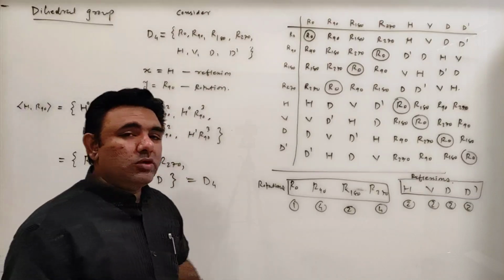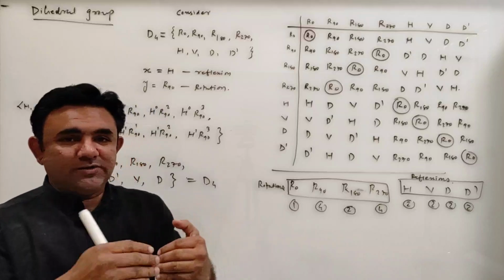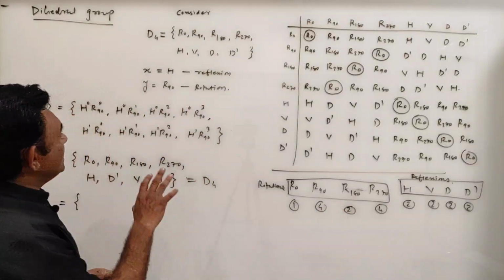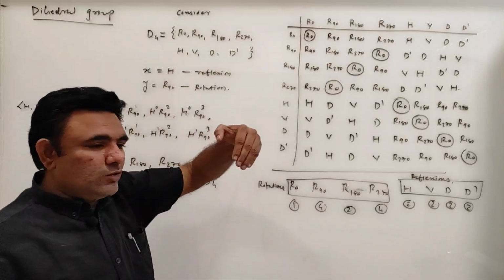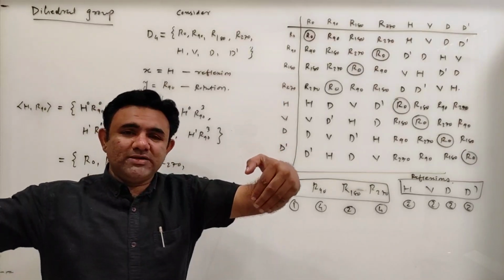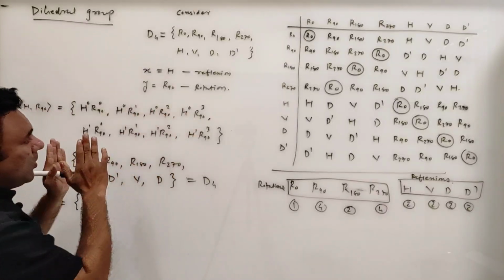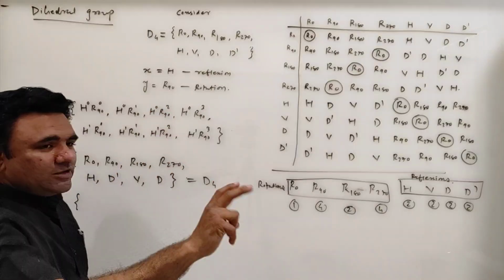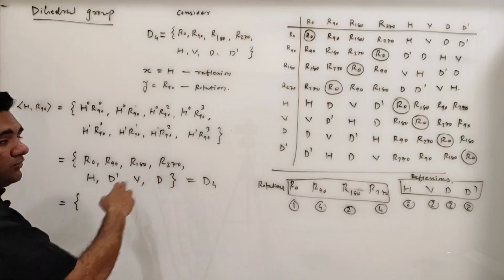See, R90's order is 4, so it has 4 distinct powers, 0, 1, 2, 3. If you consider any other power, then you will get one of these back. So I have considered all possible powers, and the order of H is 2, so it has only 2 possible powers, 0 power and 1 power. If you consider 2, 3, 4, 5, etc., then it will be either 0 or 1. So this is all possible powers of H and R90 and their products. Right? So then this gives me D4.